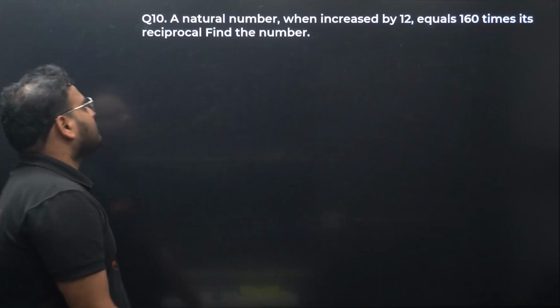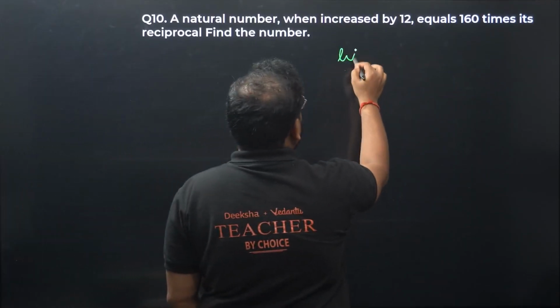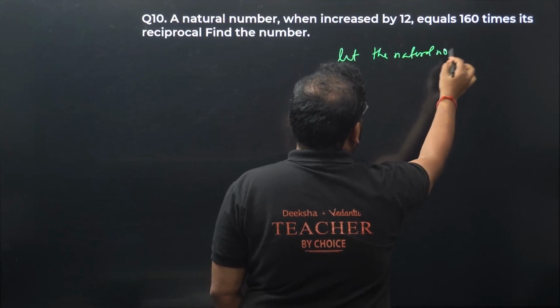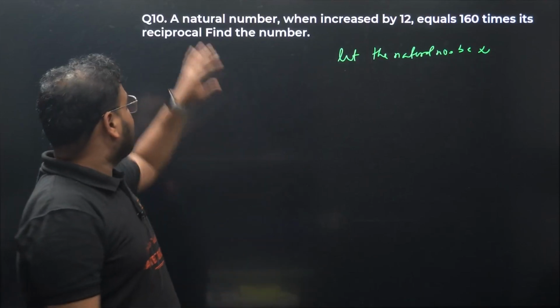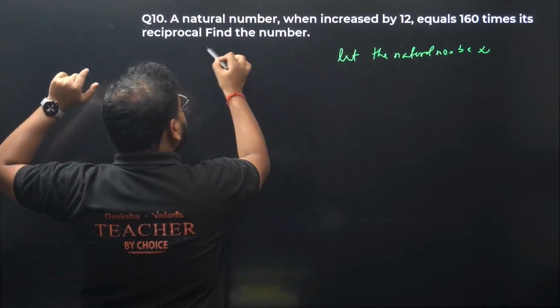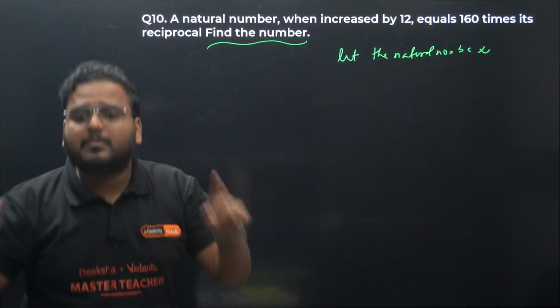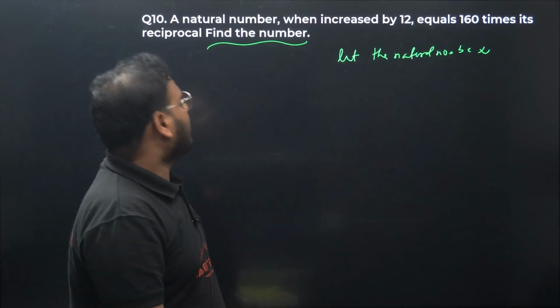Question number 10. A natural number when increased by 12, let the natural number be x. Because what are they asking us? They're asking us to find the number. Do we know the number? We do not know the number. Let's assume the number to be x.